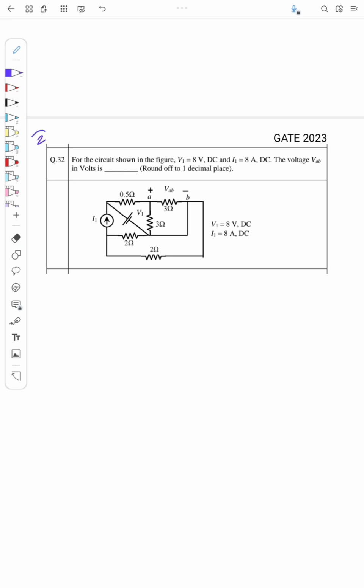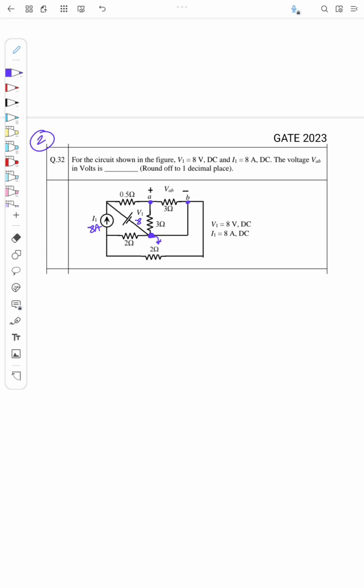So this is another question from GATE 2023. The question is, for the circuit shown in the figure, V1 is 8 volt. So this V1 is actually 8 volt DC, and I1 is 8 ampere. The voltage VAB in volts is, so I need to find what is the voltage drop across this 3 ohm, VAB. Okay. So in this network, we'll consider this as the reference node. That is, this is assumed to be ground.